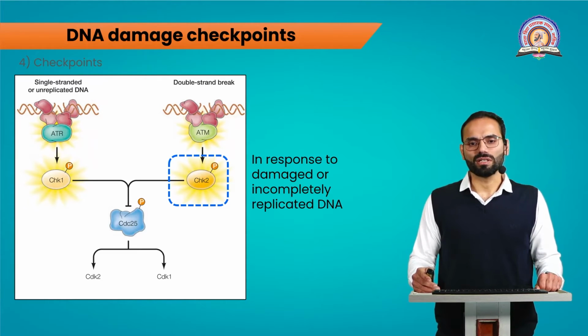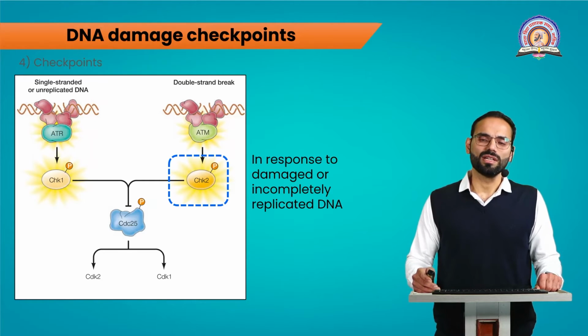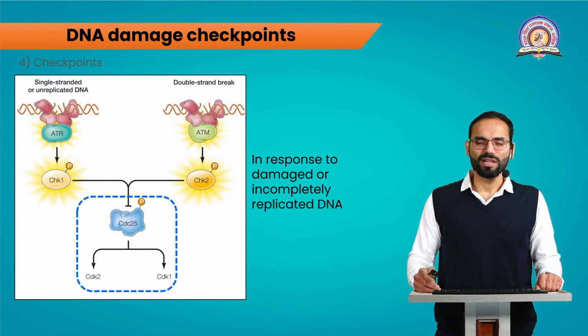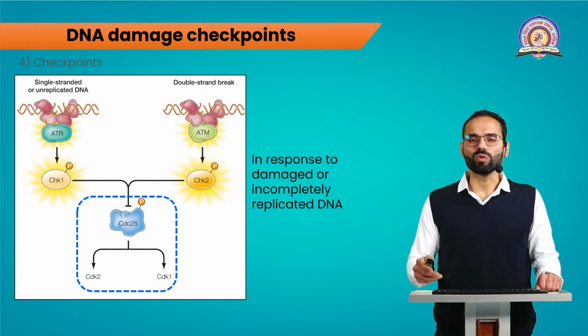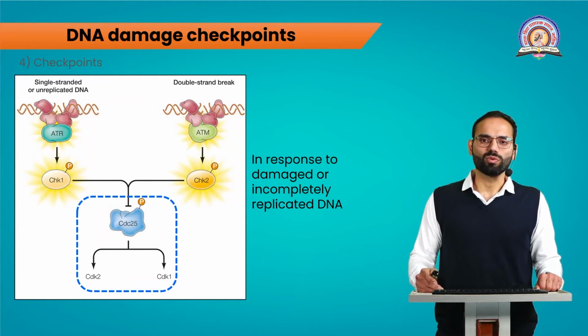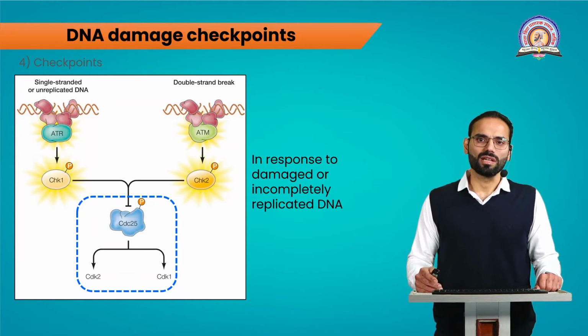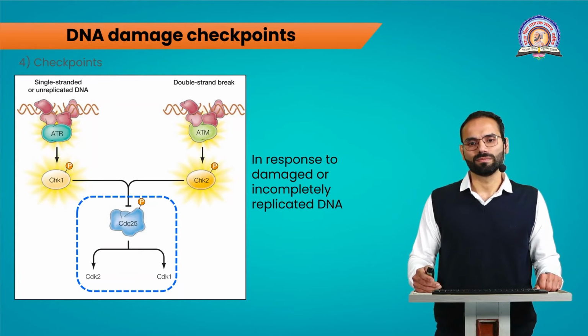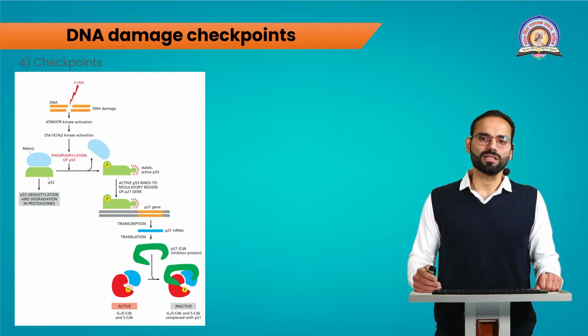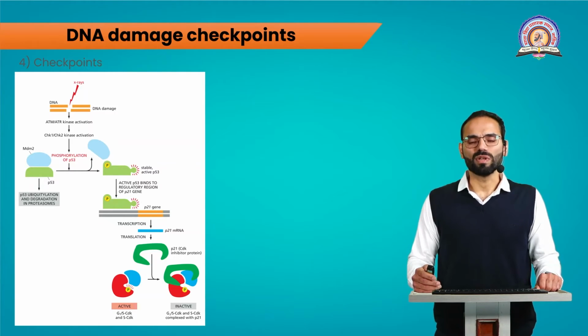This activated CHEK1 and CHEK2 in turn inhibit the CDC25 protein. As we have already seen, CDC25 is a phosphatase that is important to remove the inhibitory phosphorylation and is very important to activate the cyclin and CDK kinases. Here, the CDKs are CDK1 and CDK2. The inhibition of CDC25 by CHEK1 and CHEK2 in turn results in inhibition of cell cycle progression. In addition, there is also an activation of a central tumor suppressor protein, that is p53.